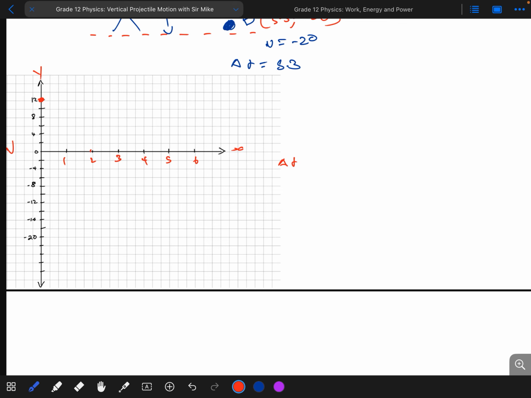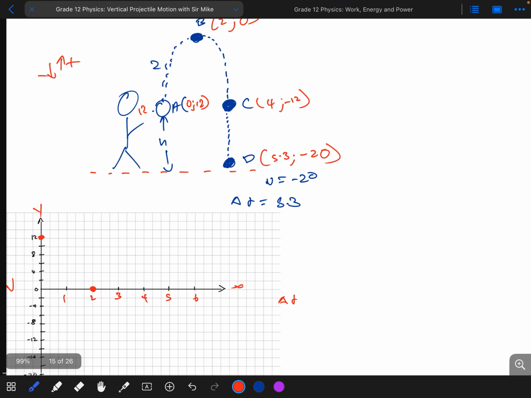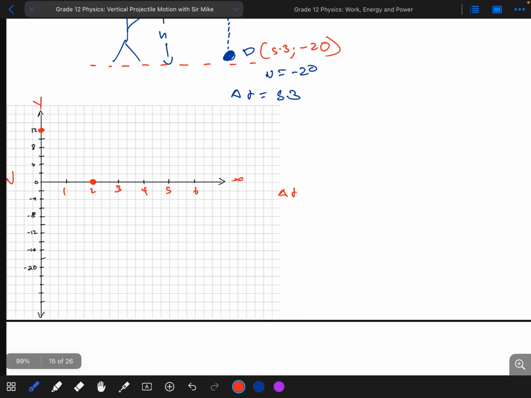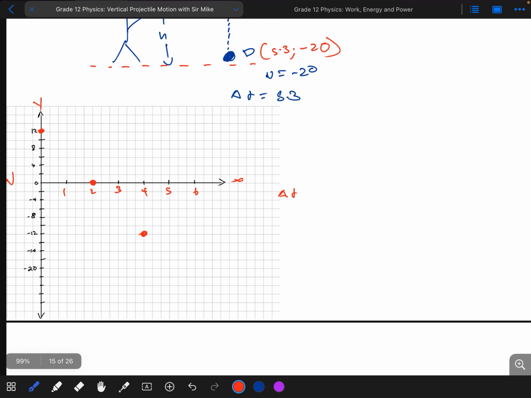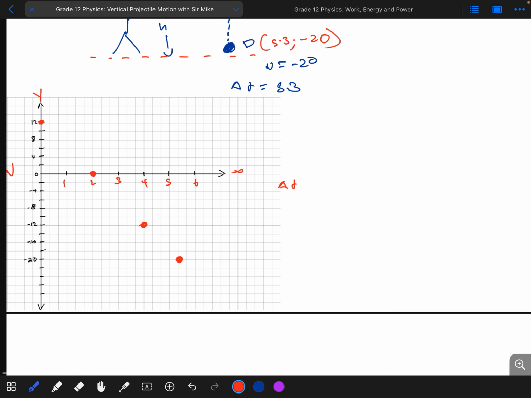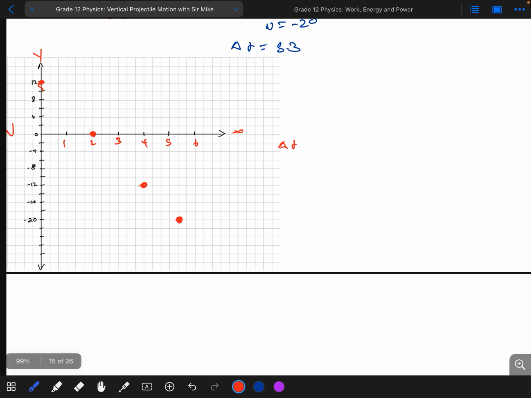So we would actually have that point there, which is point B. Point C would be at 4 is to negative 12, which would be around there, I think. Point D would be 5.3, which is somewhere there. I think that's about right. So if I were to join these points, I want you to note the type of graph that I'm actually going to produce there.